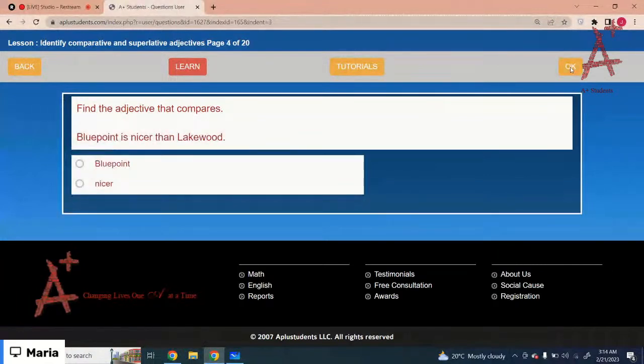Okay, find the adjective that compares. Blue Point is nicer than Lakewood. So which word is the adjective that compares? Blue Point or nicer? You just have to look for the word that is ending with er or est. So the word that ends with er or est are the adjectives that compare. So here the word is nicer, the one that is ending with er. Got it? So that would be the adjective that compares.